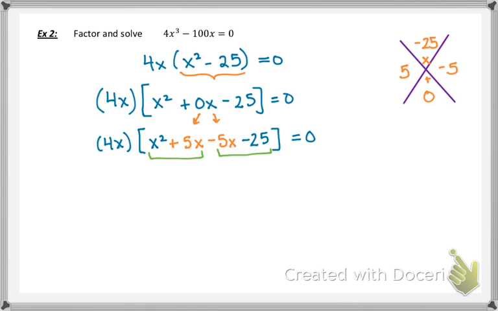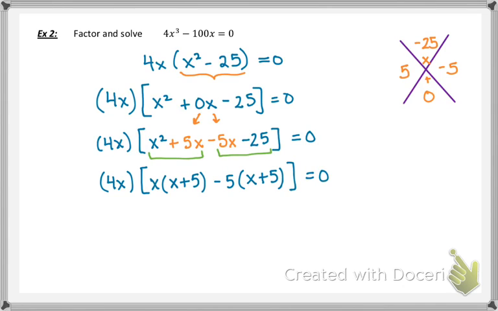And so we've got 4x, and then the GCF of the first group is x, and I have x plus 5 left over. GCF of the second group is negative 5, and I have x plus 5 left over again, which is what I want. And from both of these groups, I have x plus 5 in common, so I'm going to take that out. 4x is still out here. X plus 5 comes out, and I'm left with x minus 5, and these are my 3 factors. None of them are quadratics anymore, so I don't have to worry about trying to factor them further.